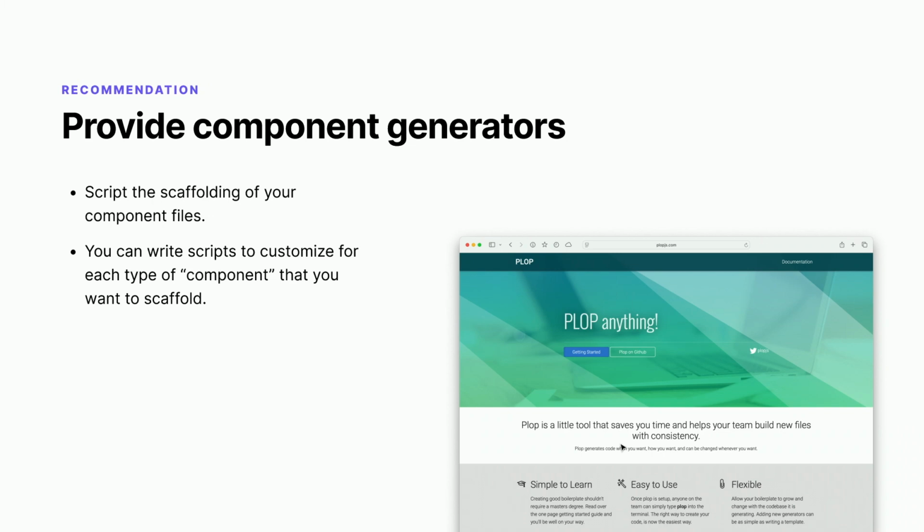There's this really cool tool called Plop. I'm sure there's other ones out there in the world, but you could basically script scaffolding of your component files. So you can write scripts that customize each type of component. I use that in quotes because components are sometimes called other things, or in layouts or whatnot. But you can do it for each type.